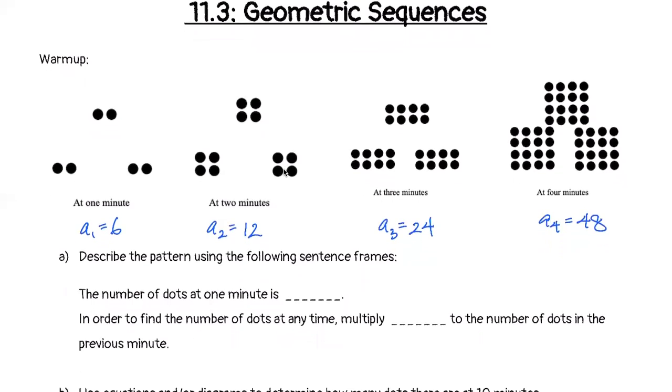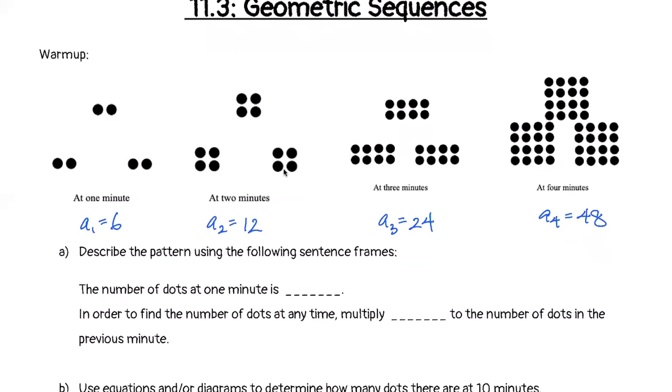Okay? So what that means for part A is if I were to describe this pattern, I would say the number of dots at minute 1 is 6. And we said that's our a sub 1, right? We're using our fancy grown-up notation. Then, in order to find the number of dots at any time, we multiply 2 to the number of dots in the previous minute. Okay?